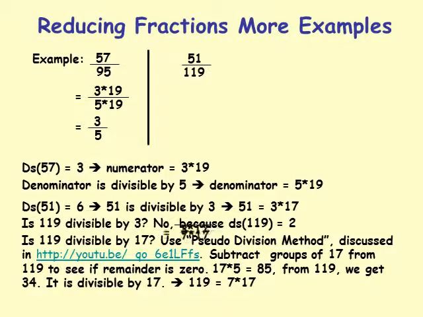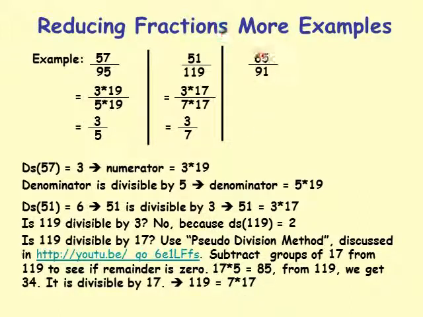Let's use those factors now. The numerator is 3 times 17, and the denominator is 7 times 17. 17 is a common factor which we can cross out. That means the final reduced form is 3 by 7. 51 divided by 119 reduces to 3 divided by 7. Let's continue with another example here.